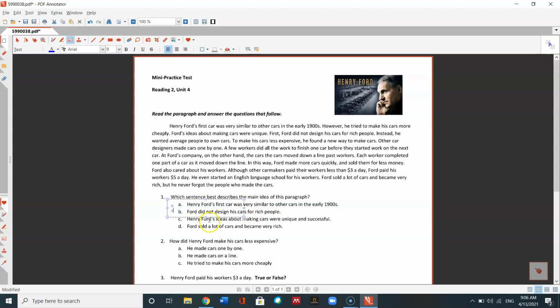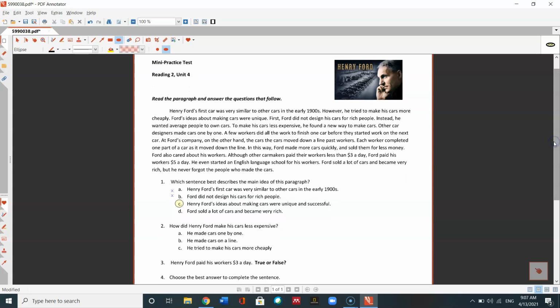So does this idea make sense? Henry Ford's ideas about making cars were unique and successful. In fact, letter C makes a lot of sense because all the supporting ideas show that his ideas were unique, were different, and provided a lot of different ways of doing things. So that's why letter C is correct.